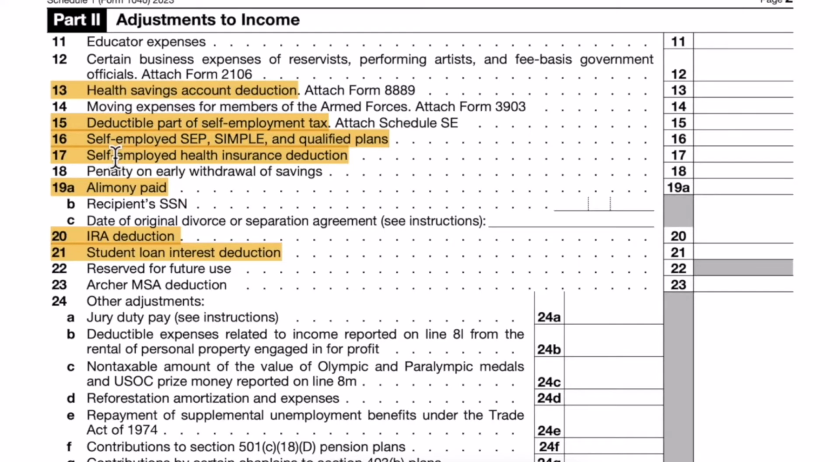So if you pay health insurance and you're self-employed, you get a deduction for that. If you've paid alimony to someone, you get a deduction for that, although you have to put the recipient's Social Security number on there. If you've contributed to an IRA and you have a deduction, you would put that item here. And then student loan interest deductions you would put here.